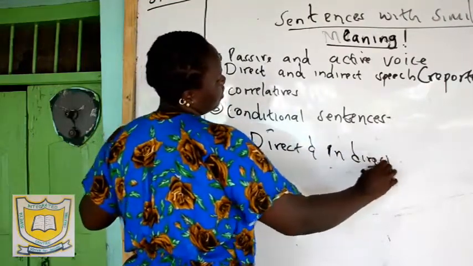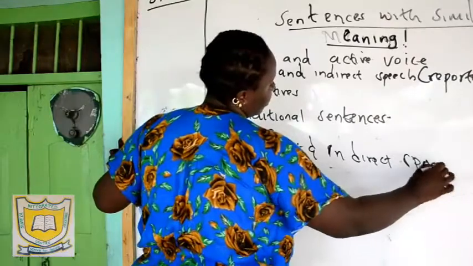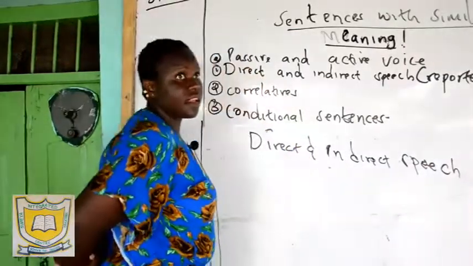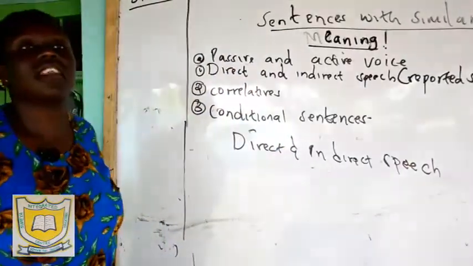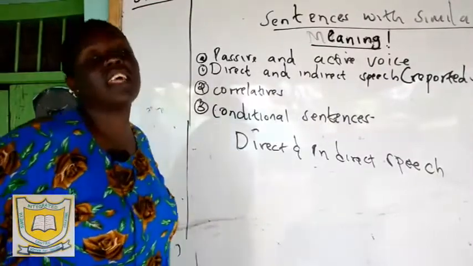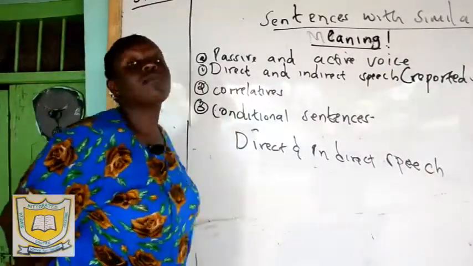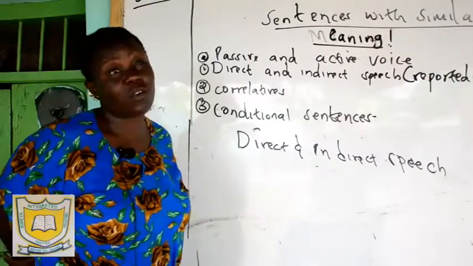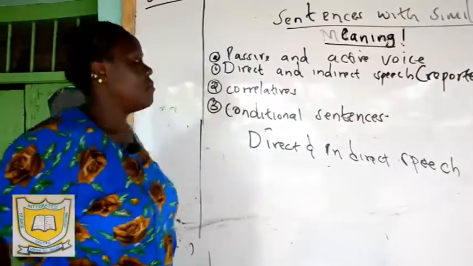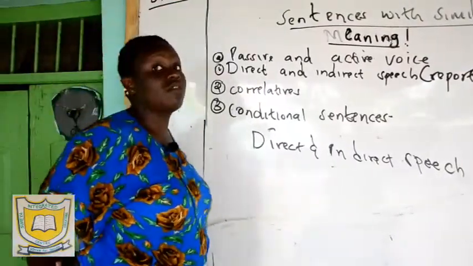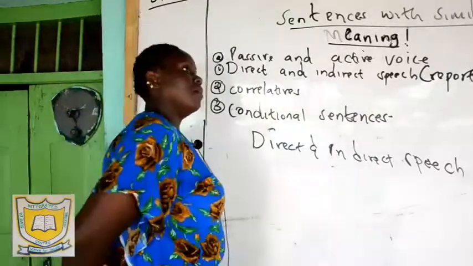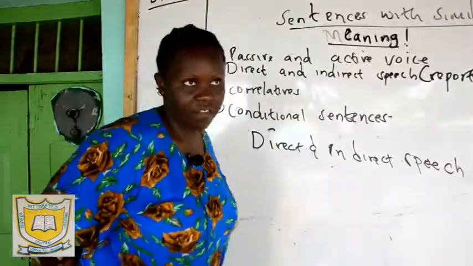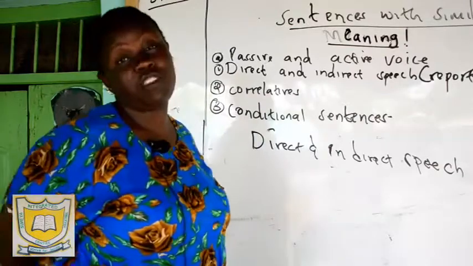Direct and indirect speech. Why do we say a sentence is in the direct speech? A sentence is in the direct speech when the exact words spoken by a speaker are quoted using what? Quotation marks. But in the indirect speech, there is no use of quotation marks. We also call them inverted commas. We also call them speech marks.